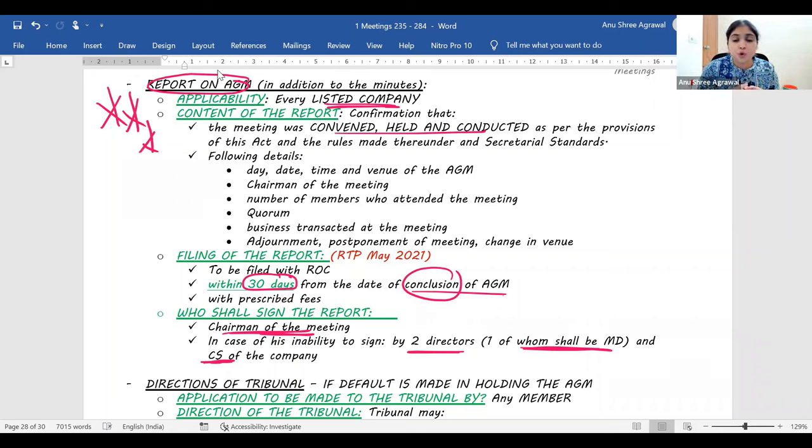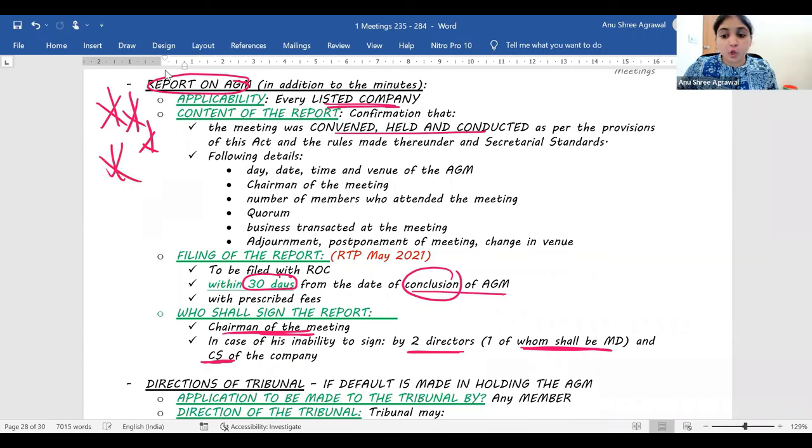Then in this report, what do we have to write? In this report, we have to write that meeting has been convened, held and conducted according to the rules and regulations of this act. Then this report has to be filed with the ROC when? Within 60 days from what? Within 30 days from what? Within 30 days from the conclusion of the AGM. Who will sign this report, guys? Chairman will sign. What if the chairman is not able to sign? Then two directors, one of whom should be managing director, and company secretary of the company.